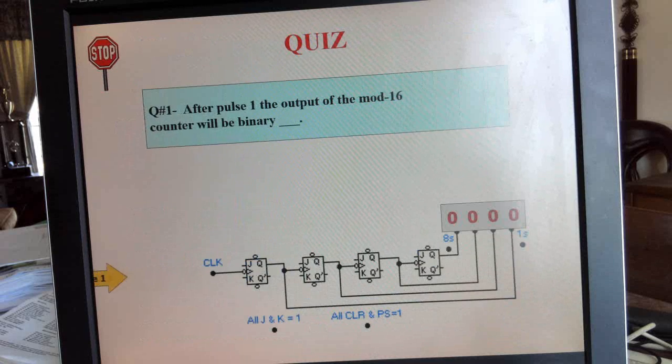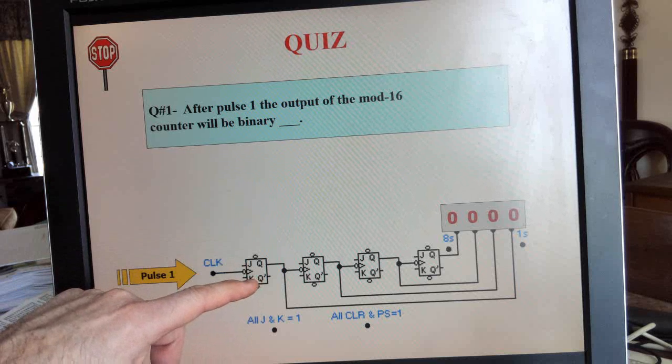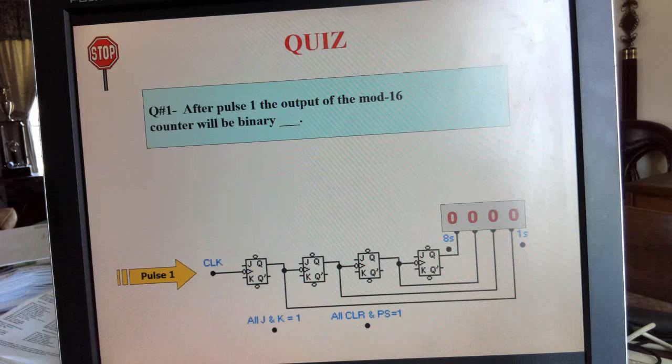All right, going through a quiz. First pulse going in. After the first pulse, the counter will be a binary what? We got our first pulse coming in. It'll be a binary 1, right?